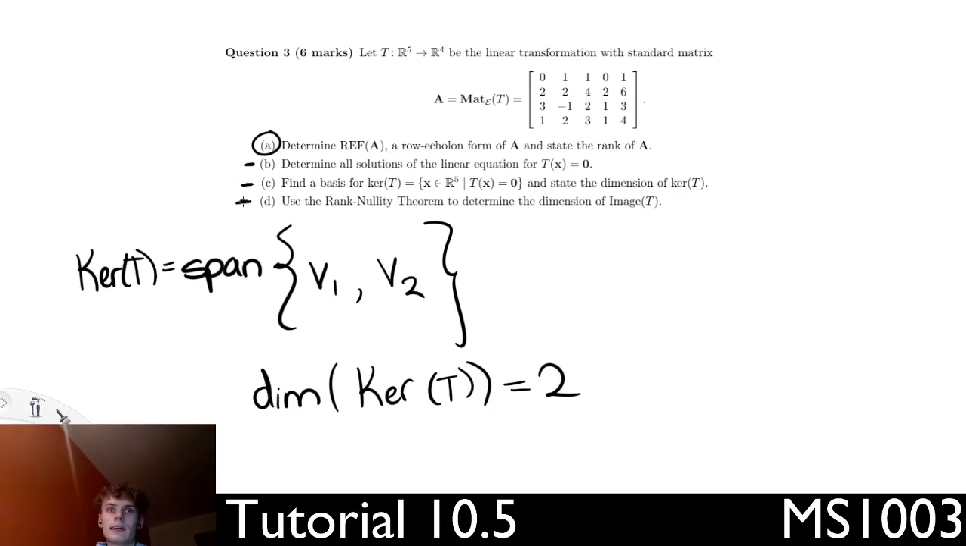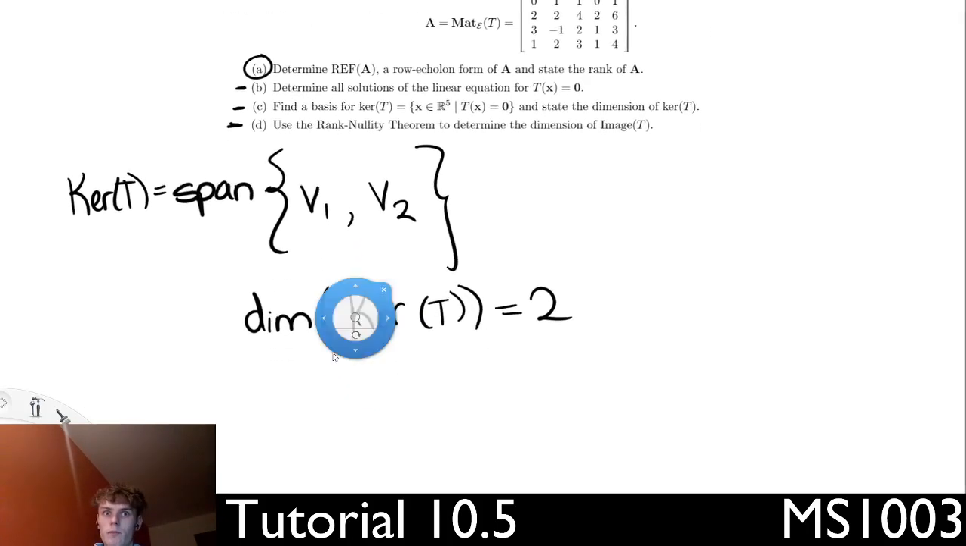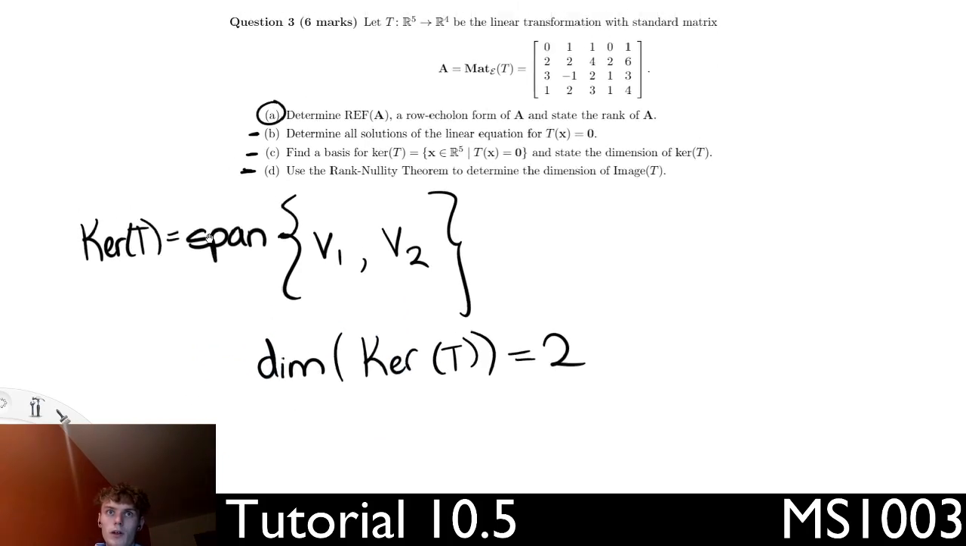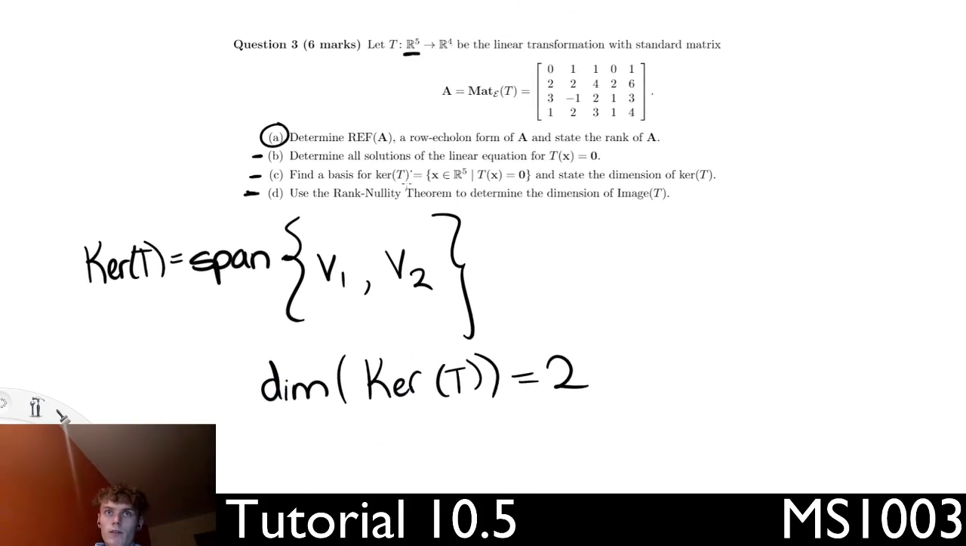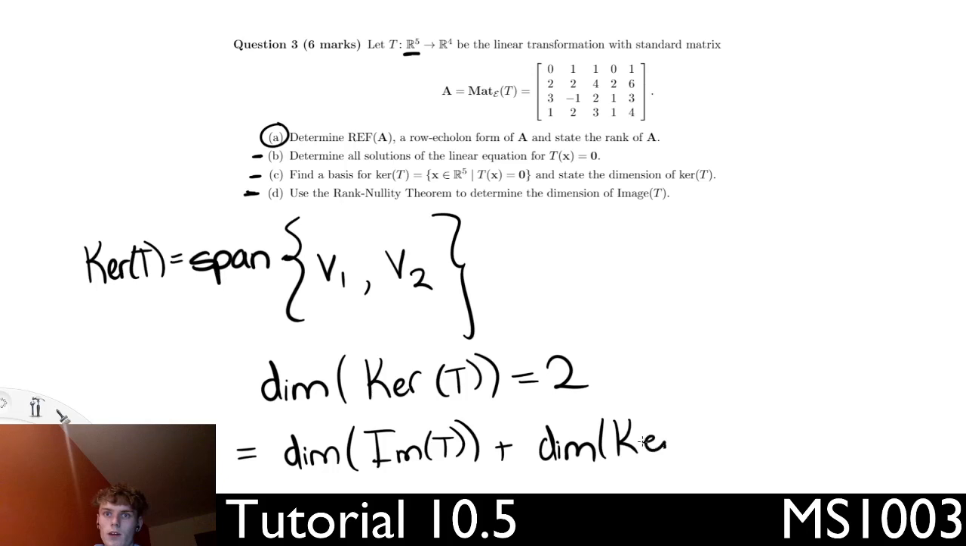And then for part D, the rank-nullity theorem, that's fine. So we're mapping from R5 to R4. That means that the dimension of our domain, which is 5, the dimension of R5 is 5, is going to be the dimension of the image of T plus the dimension of the kernel of T.